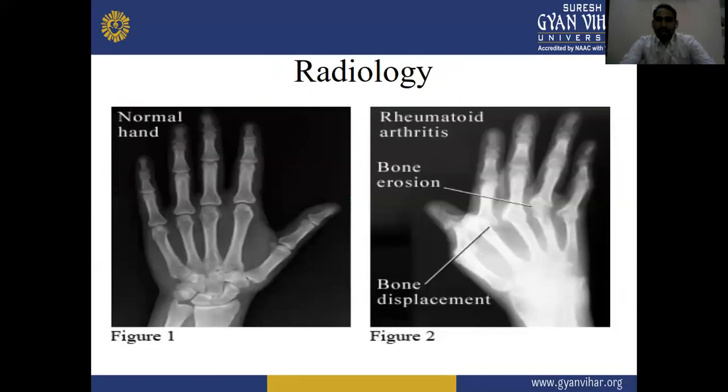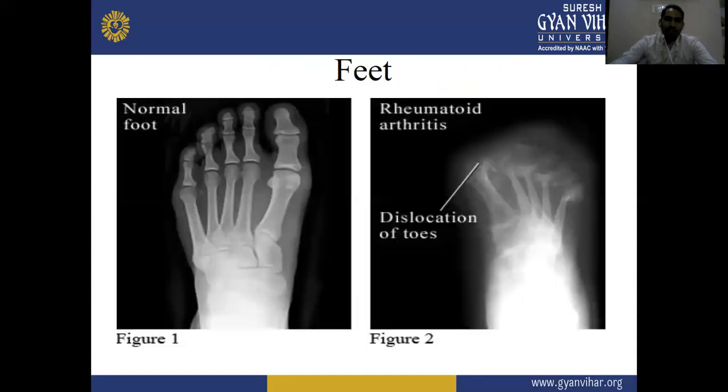Next one is radiology. This is the normal hand bones, and this is the rheumatoid arthritis bones. Bone erosion between the joints and bone displacements are shown under the radiology.